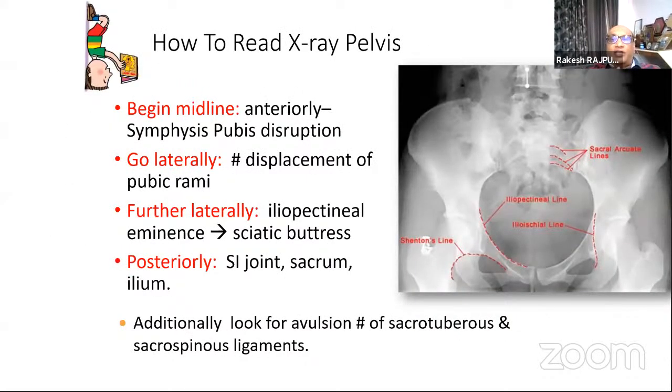So how do we start reading these x-rays? The first thing you start looking at is from the anterior aspect, from the symphysis pubis itself. So look at if there is a symphysis pubis disruption or symphyseal fractures. Then you move on to the superior pubic rami, go along the iliopectineal line, go all the way back to the sacrum and see if there's any disruption at the sacroiliac joint. Then you look at the sacrum. Are there any fractures which you can see on the sacrum? And the same arc, you continue on the other side and come back to where you started. Once you've done that, you may again look for additional things like sacrotuberous or sacrospinous avulsions, and then look also for the foramina, the obturator foramina.